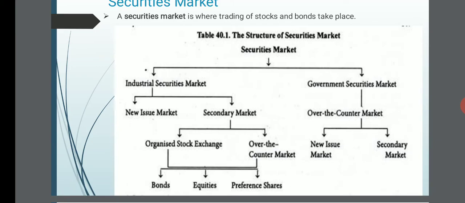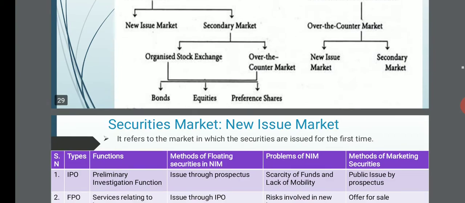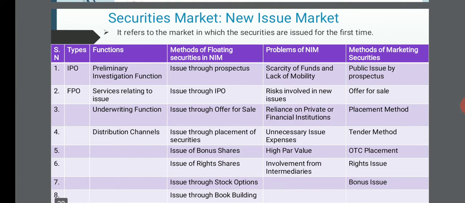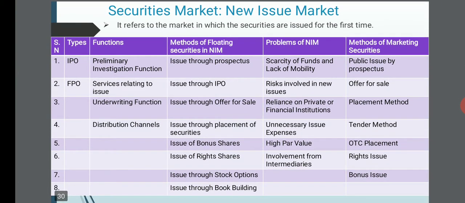Then the government securities market is an over-the-counter market. It consists of the new issue market and the secondary market. It mainly deals in government securities like treasury bills and government bonds. The new issue market refers to the market in which securities are issued for the first time.